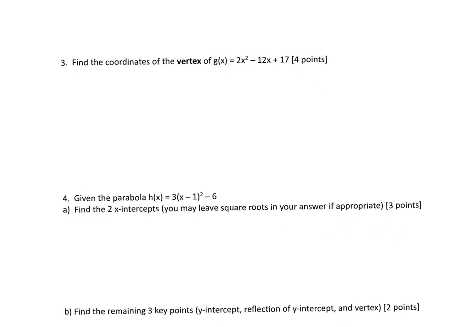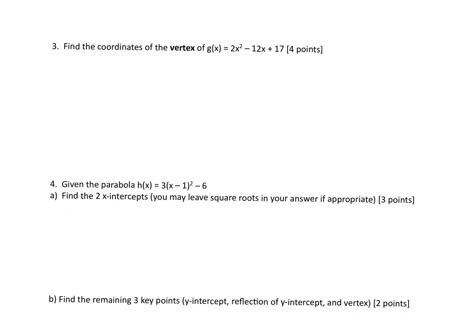So here we're asked to find the coordinates of the vertex of g of x equals 2x squared minus 12x plus 17. Okay, so what we need to do here is convert this into vertex form. So we write this out. We have 2x squared minus 12x, and then we keep this separate here. And we then factor out of both of these the largest factor that we can factor out from their coefficients, which is a 2. That leaves us in here x squared minus 6x plus 17.